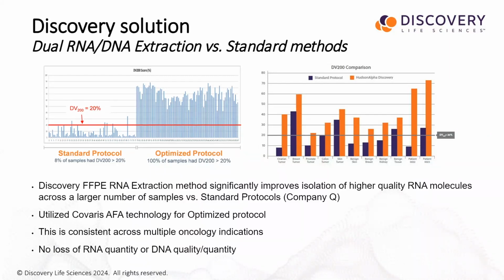This protocol has greatly enhanced our capabilities, provide consistent quality data across multiple oncology indications, as you can see on the figure on your right-hand side, without any loss of RNA quality or DNA quality or quantity, by moving to a standard column-based protocol to a more robust acoustic technology that allows us to get more longer insert RNA from these archived FFPE samples.